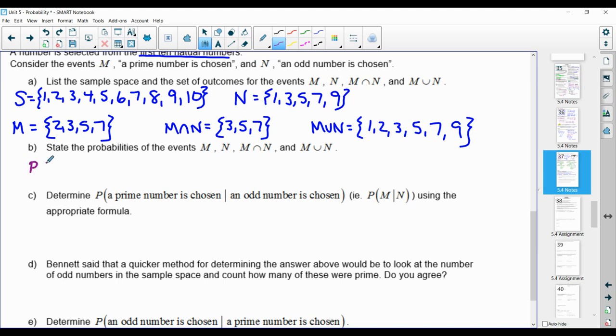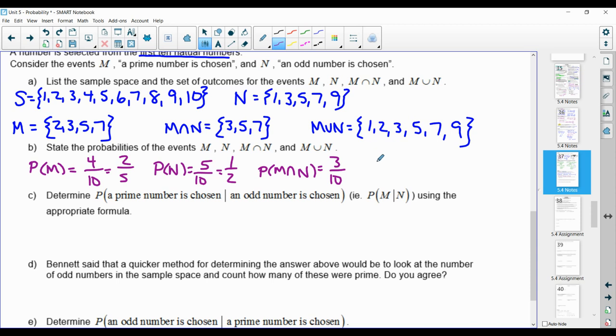The probability of M occurring is 4 out of 10, which reduces to 2/5. The probability of N occurring is 5 out of 10, which is 1/2. The probability of M and N occurring is 3 out of 10. And the probability of M or N occurring is 6 out of 10, which is 3/5. Again, this is just practice in setting up your probabilities and determining them.